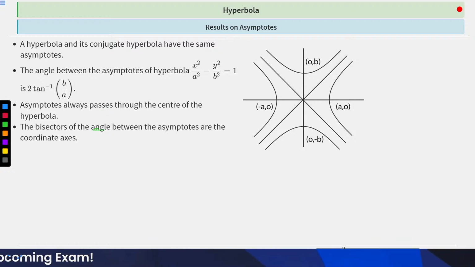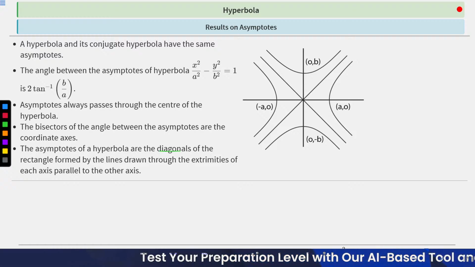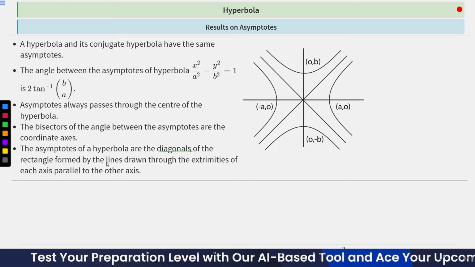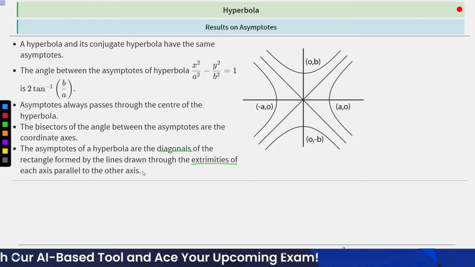The bisectors of the angle between the asymptotes are the coordinate axes. The asymptotes of a hyperbola are the diagonals of the rectangle formed by the lines drawn through the extremities of each axis parallel to the other axis.